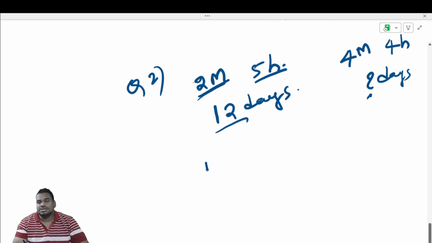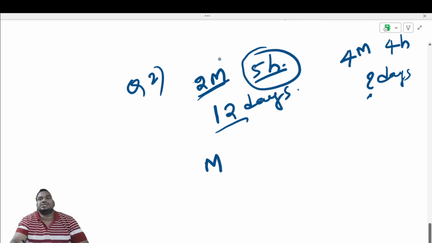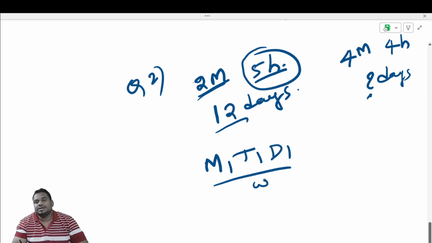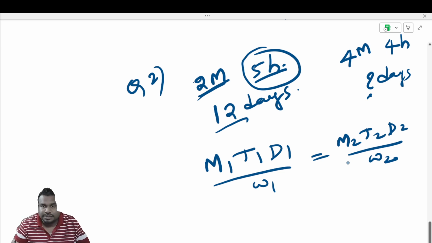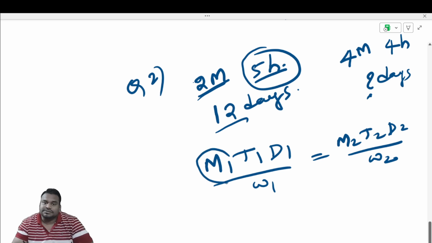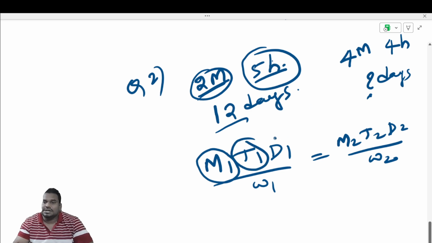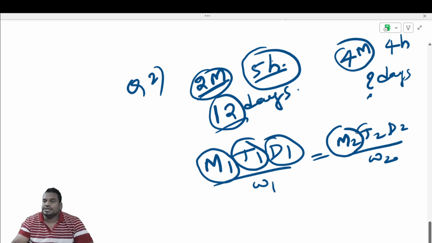That is the question. So the formula, see here, hours is an extra parameter added. So the basic formula is M1 T1 D1 by W1 is equal to M2 T2 D2 by W2. I am writing the entire formula here. But when we solve all types of models, then you will understand what parameters to take instead of writing the entire formula. See here, men is given, 2 men. Time is given, 5 hours. Days is given, 12 days. And M2 is given, 4 men. T2 is given, 4 hours. D2 you have to find.